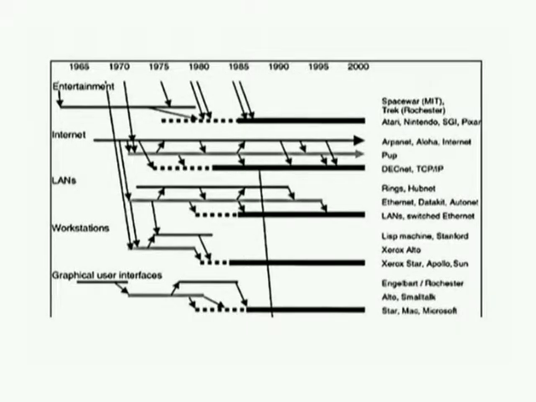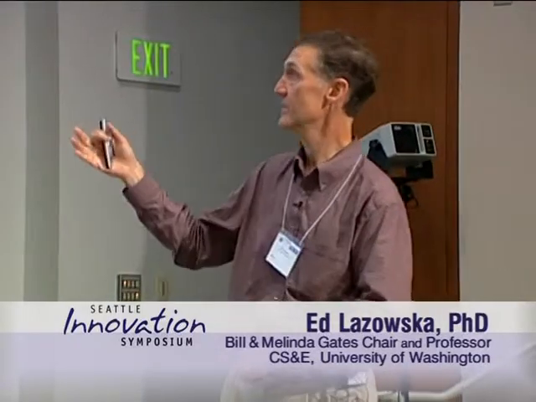entertainment, internet, local area networks, workstations, and GUIs. You see that for the internet, there's ARPANET, AlohaNet, the internet itself, and the PARC Universal Packet as an example of industry research, and product introduction with DECnet and TCP/IP by a bunch of vendors. There was also SNA and LAN Manager and a set of other brain-dead networking architectures that various vendors tried to shove down our throats.